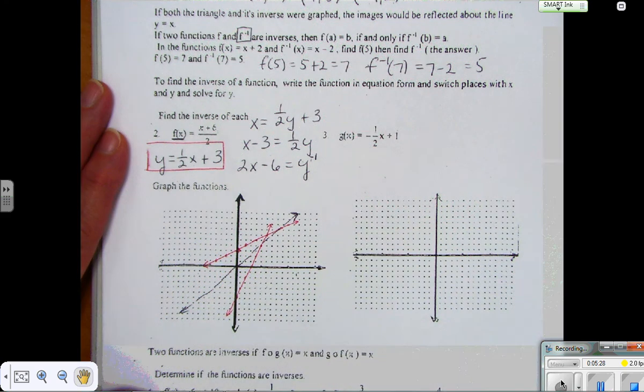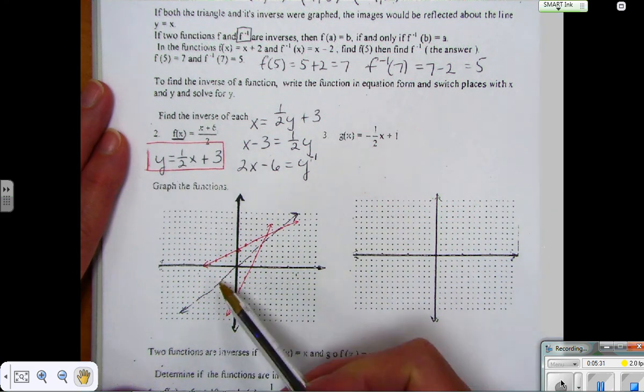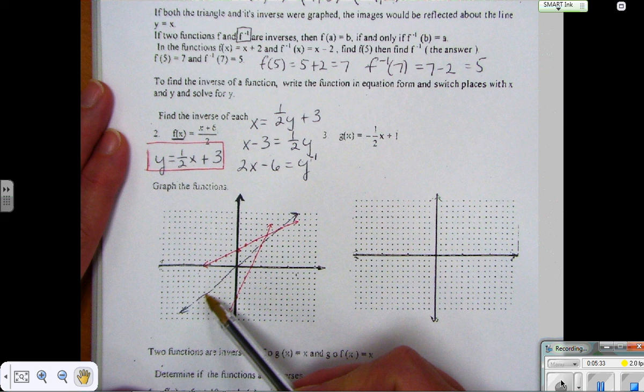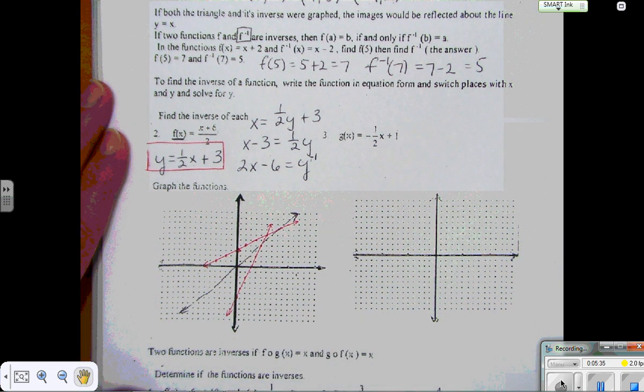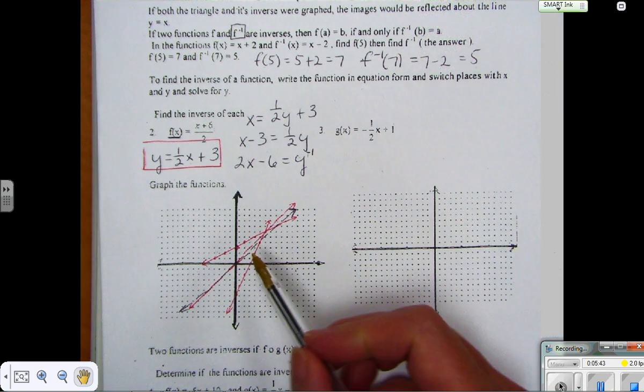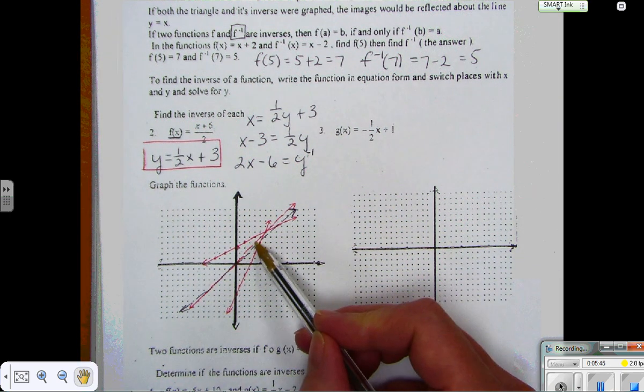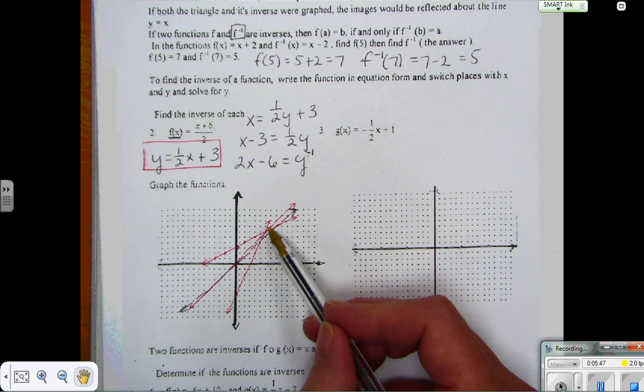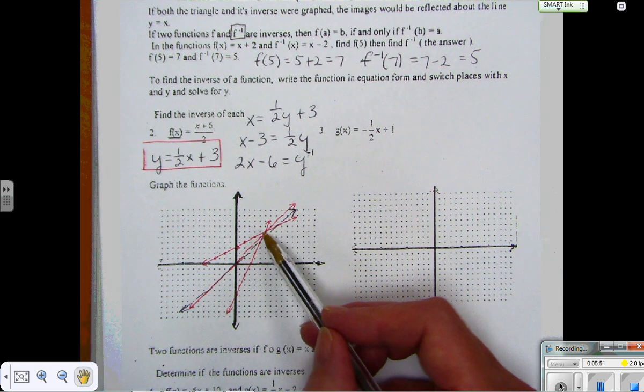So if we were to crease the line on the y equals x line, it should reflect across it. I think I drew my line a little bit off, so I straightened it out some. You can see that it goes right where the two lines intersect. The y equals x line goes right through it. Okay, well, let's do the next one.